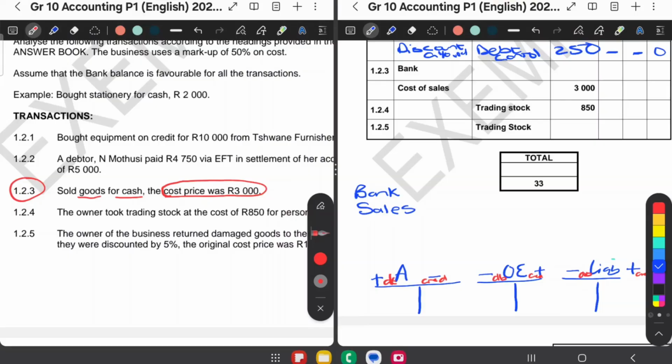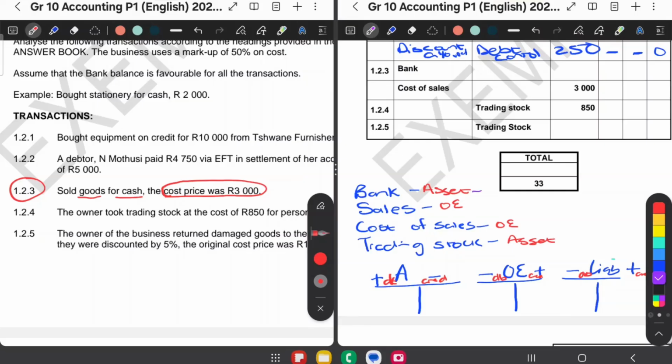Then cost of sales is involved and trading stock is involved. These 2 will go with the cost price. Okay, let's classify the accounts. Bank is an asset. Sales falls under owner's equity. Cost of sales is also owner's equity and trading stock is an asset.